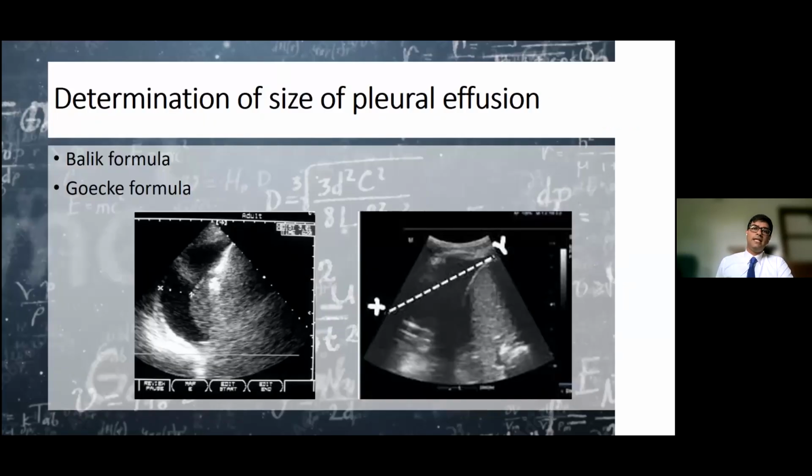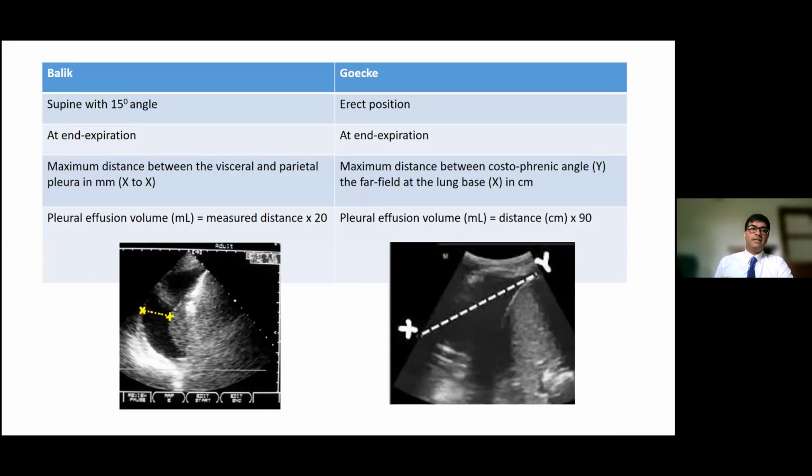Next, we come to the determination of the size of pleural effusion. Multiple formulas are there. The Balik and Goecke formulas are the commonly used ones. With the Balik formula, the patient is kept in the supine position with breath held at end expiration, and the maximum distance between the visceral and parietal pleura is measured and multiplied by 20. In the Goecke formula, the patient is kept in the erect position at end expiration, and the maximum distance between the costophrenic angle at the far field of the lung base is measured and multiplied by 90.